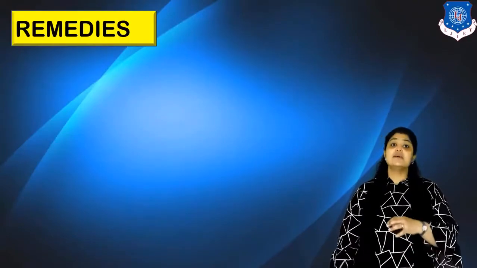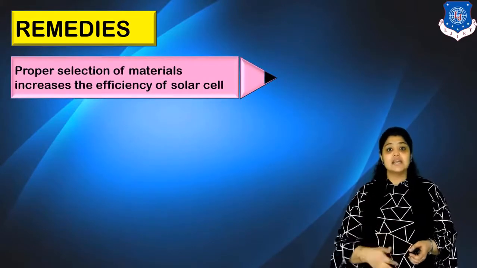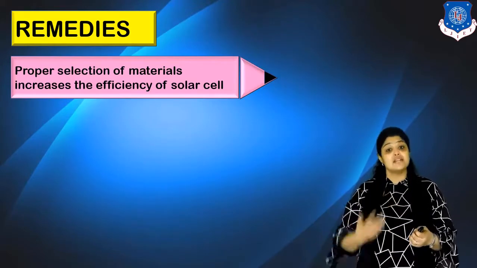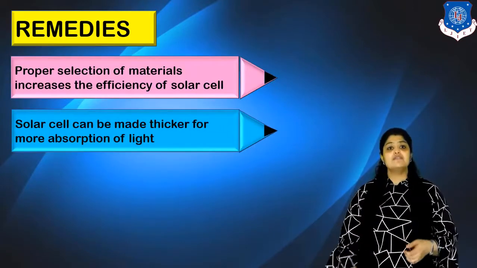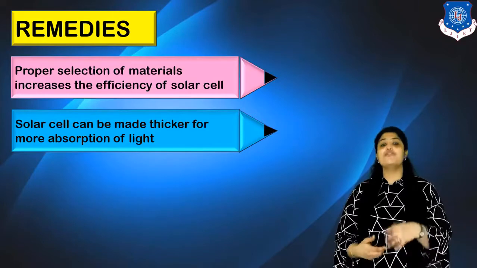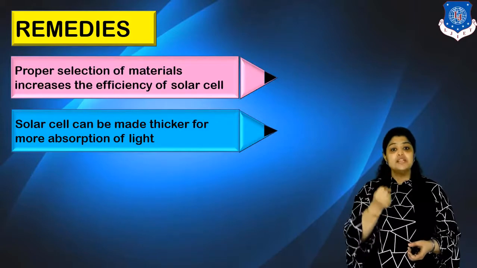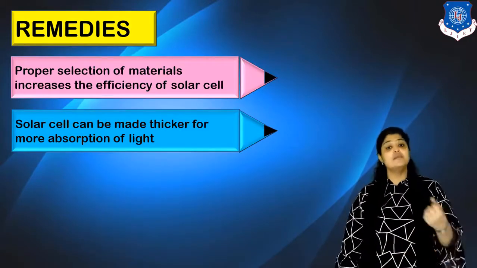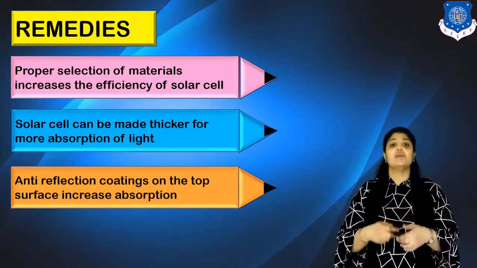Now let us discuss some remedies which are used to overcome these losses. The first one is proper selection of materials increases the efficiency of solar cell. Like I mentioned in the earlier part of the video, we have to select such materials which have a band gap close to 1.5 eV. Then we have solar cells can be made thicker for more absorption of light. Because if the solar cell is comparatively thicker, that means the depletion layer will be more. You can say if they are more doped, they can lead to a higher efficiency and more absorption of light. Then you have anti-reflection coatings should be present to increase the absorption.